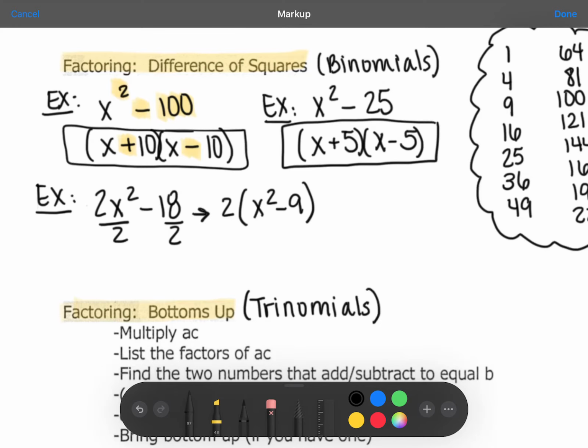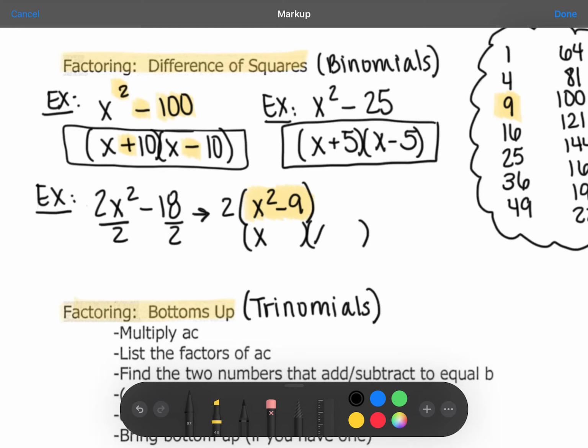Okay, so I took my GCF out, and when I divided 2x squared by 2, I got x squared. When I divided 18 by 2, I got 9. Now, if you notice inside the parentheses, I have an even exponent, a minus sign, and 9 can be found in my list of perfect numbers, because we know the square root of 9 is 3. So this can be factored again.